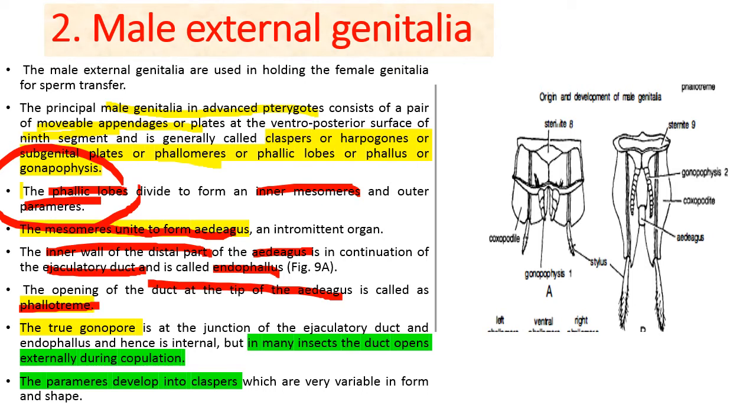Next we come to the gonopore. The male genital gonopore, this opening is present at the junction of the ejaculatory duct and endophallus. This one, endophallus, and therefore the opening is internal. It is not external. But in many insects, this duct can be seen opening externally during copulation. So now the parameres, when you dissect any insect external male genitalia, you will see the claspers. So actually what are these claspers? These are the parameres which are developed into the claspers, and which are very variable in form and shape in different kinds of insects.